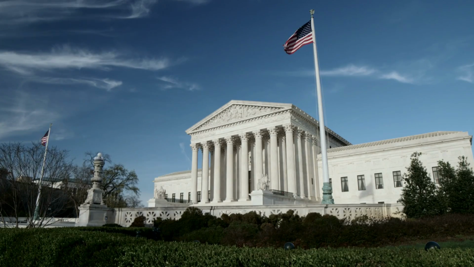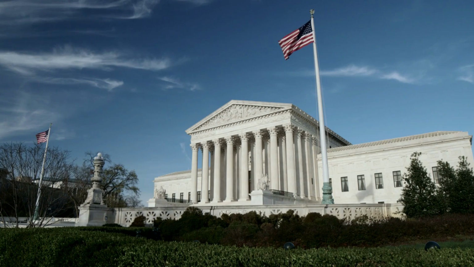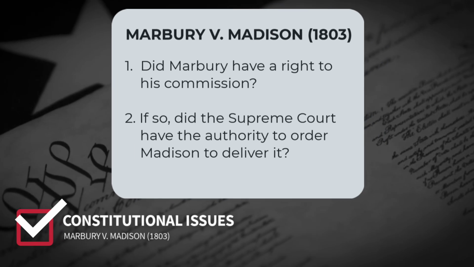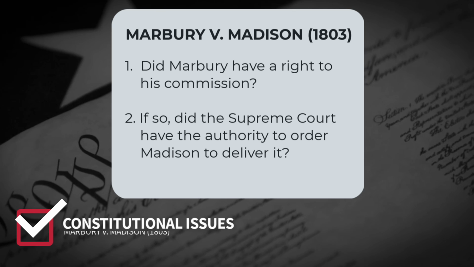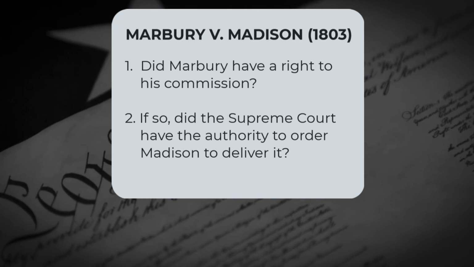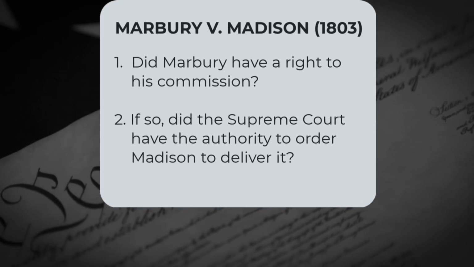taking his judicial position. Marbury sued Madison, arguing that the Judiciary Act of 1789 entitled him to bring his case directly to the Supreme Court, and that the court should issue a writ of mandamus, compelling Madison to deliver the commission. The central issue in the case was whether Marbury had the right to his commission, and, if so, whether the Supreme Court had the authority to order Madison to deliver it.